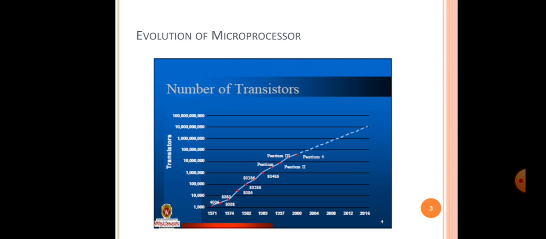After that they came with the 8008. Then came the 8085, which was used very early, in 1974, or you can say 1982. Afterward came the 8086. This 8086 is what we are going to learn in this subject.